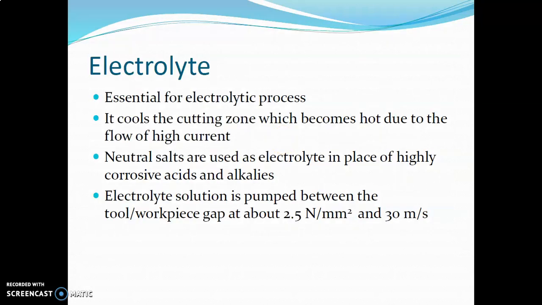Now the next part is the electrolyte material in the electrochemical machining process. It is essential for the electrolytic process, basically an electrically conducting material. So it is very necessary to transfer the electrons and the positive and negative ions through the liquid. It cools the cutting zone, which becomes hot due to the flow of high current.